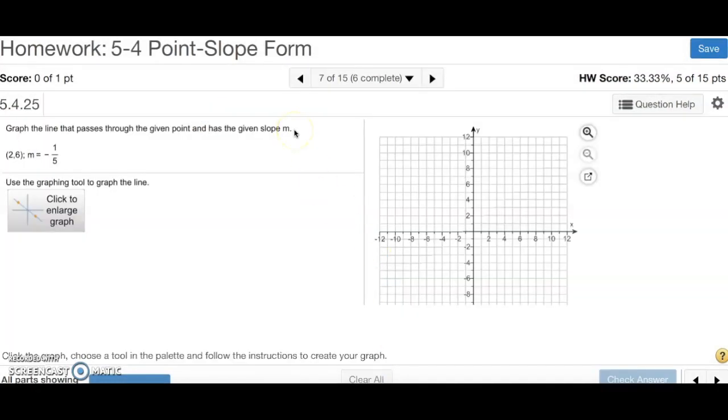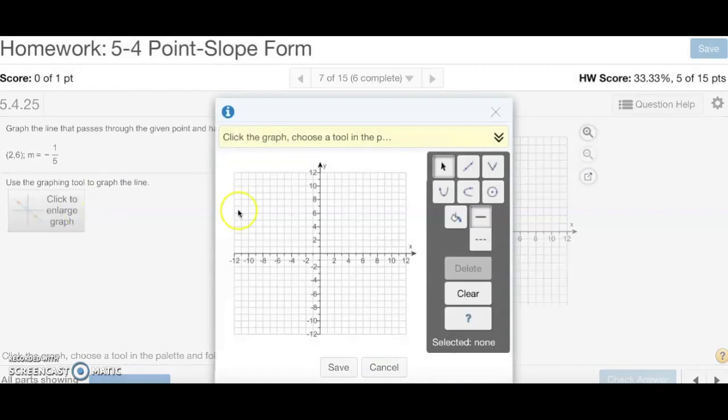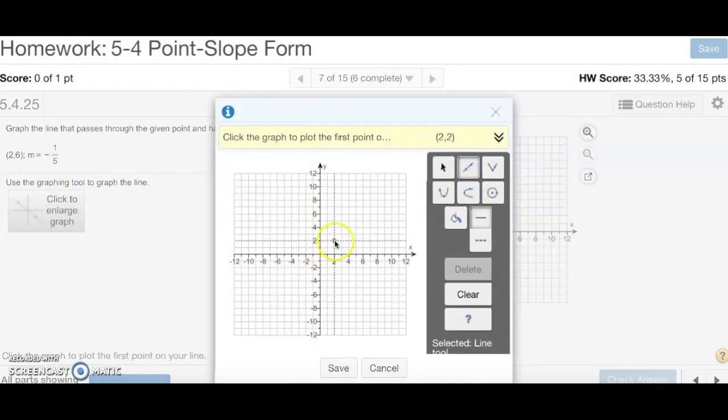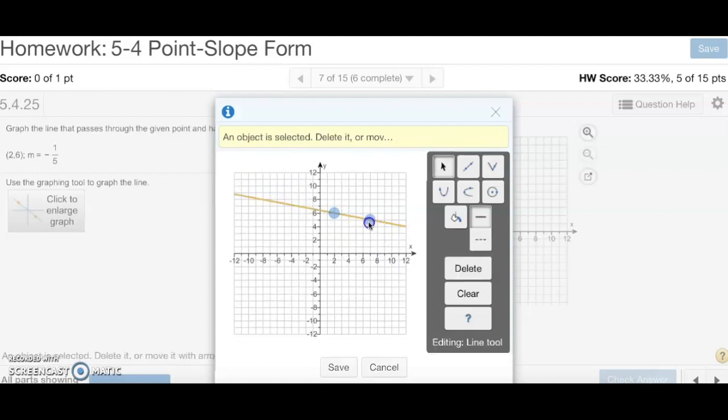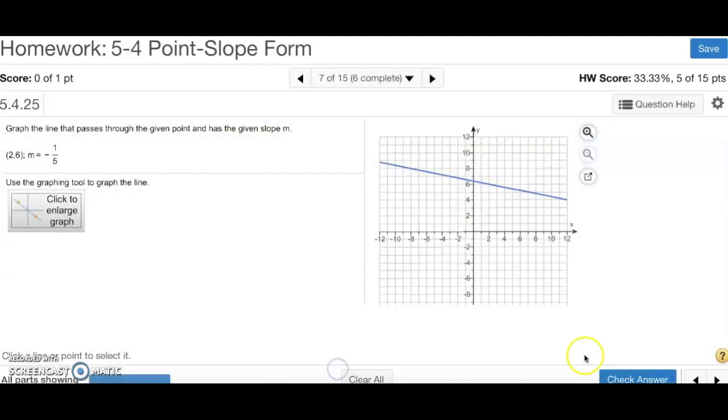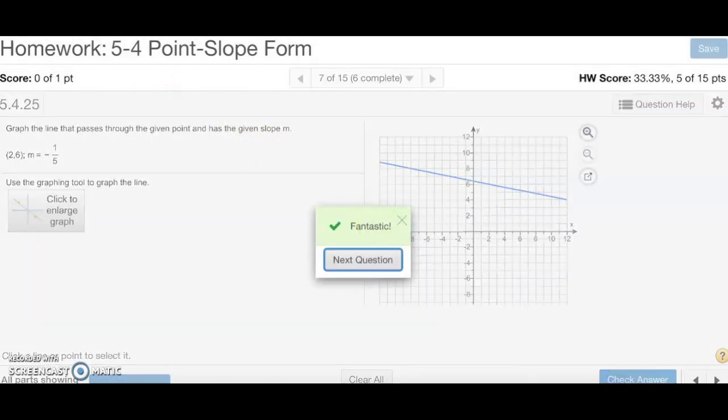That's number 6. Number 7. Graph the line that passes through the given point that has the given slope m. Here we're given the slope and a point. So start at that point of 2, 6. Now for my slope, it's a negative 1/5. So go down 1, to the right 1, 2, 3, 4, and 5. Click it, press save, and that's number 7.